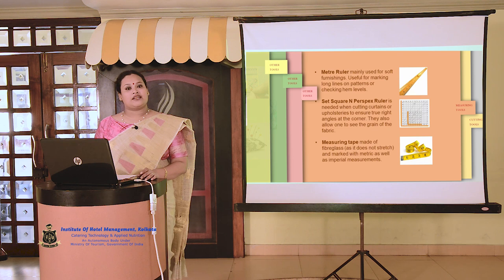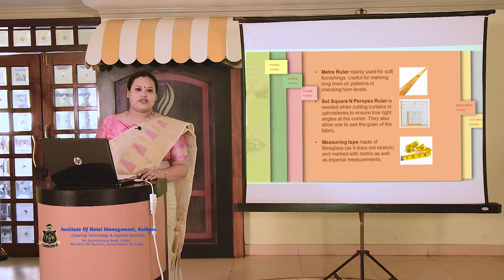The third measuring tool that we talk about is the measuring tape, which is made out of fiberglass. It is not stretchable at all and it has the metric as well as the imperial measurements printed on it.